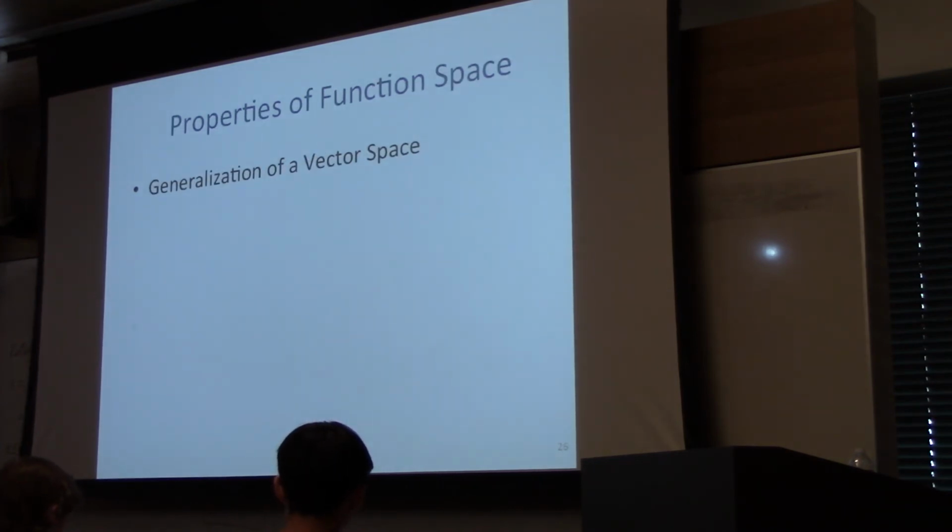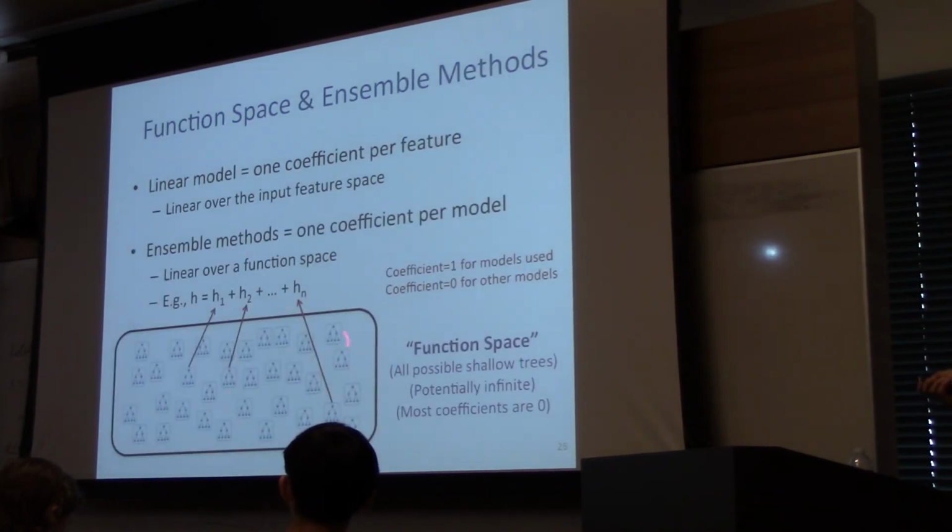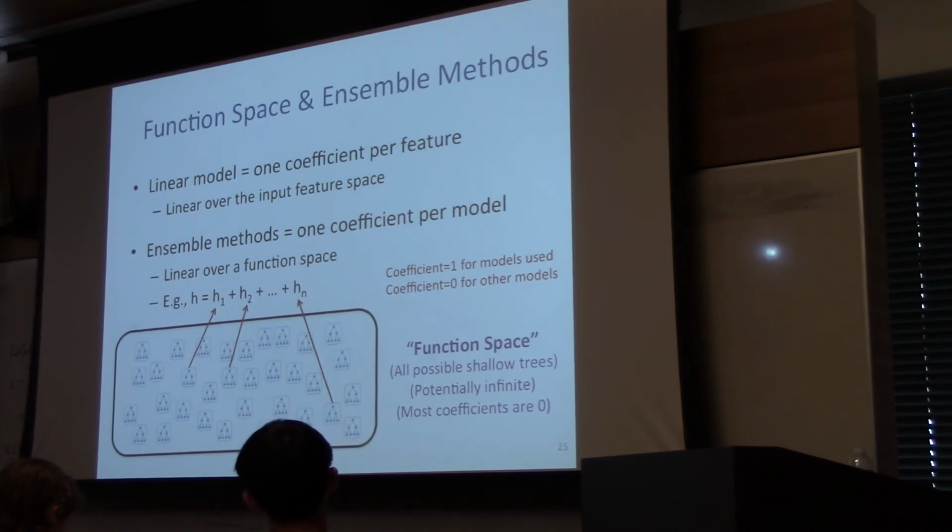So what are some properties of function spaces? It's actually a generalization of vector space. For example, you could think of a linear model. You could think of each of these h's as just predicting along a single dimension, in which case it's not infinite, it's finite, and then it fully reduces back to a linear model. If there are d dimensions, you could think of d h's where each h makes a prediction along a single dimension of your input feature.